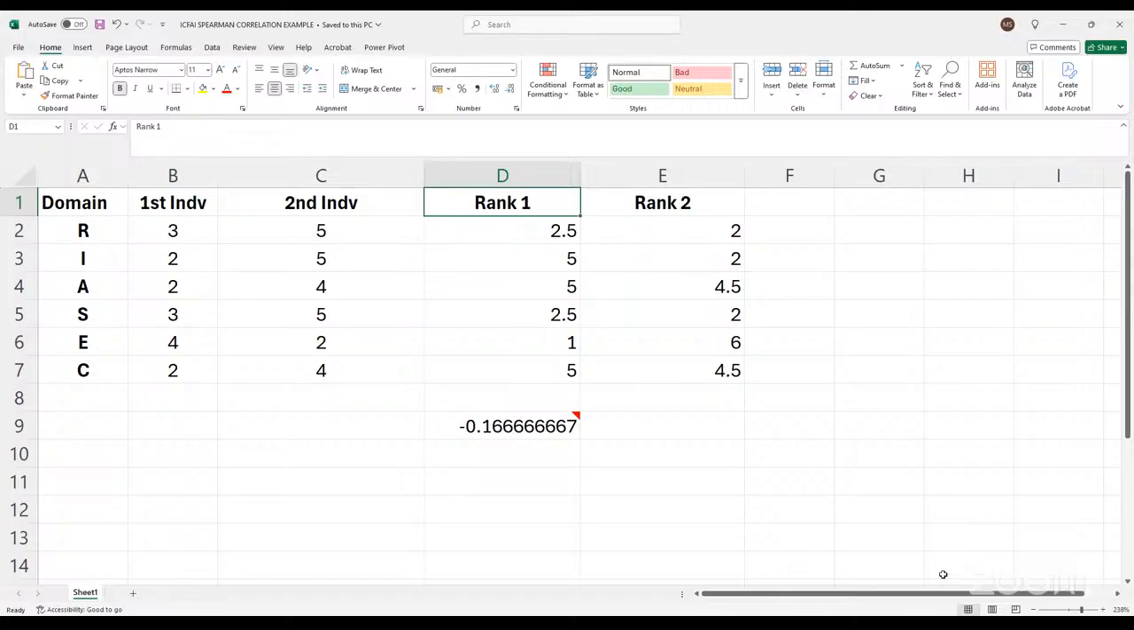What is the meaning of S? Social. Very good. Okay. Shahil, what is the meaning of E? Enterprising. Enterprising. And what is the meaning of C?